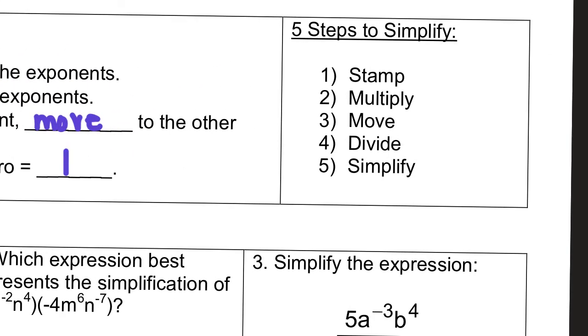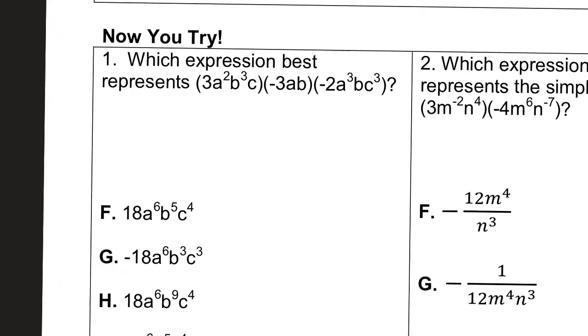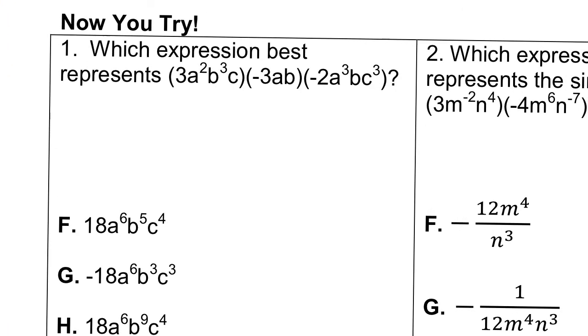Then we had 5 steps to simplifying. Stamping it out when it's a power raised to a power. Multiplying the monomials. Moving any negative exponents. Dividing anything that is not simplified. And then finally simplify the whole problem. Now let's try this. Which expression best represents this expression that's not simplified?